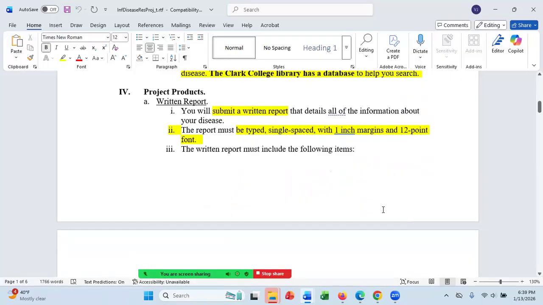Having all of the information about your disease in the report, which I'll talk about, what information is required. And it must be typed, single spaced, with 1 inch margins and a 12-point font. If you use a font less than that, I'm going to have a hard time reading it. And I'm not going to be very generous in the grading if I have a hard time reading it. So please make it a 12-point font.